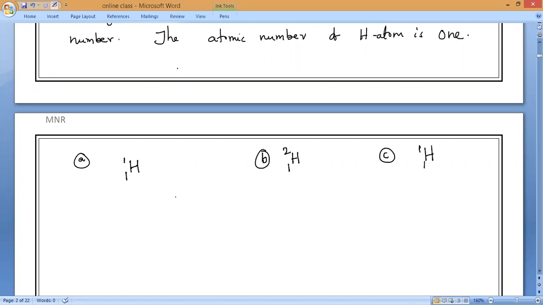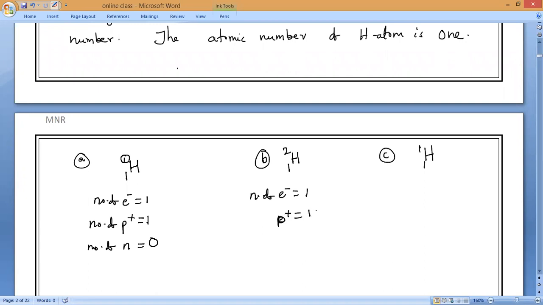Now, in every isotope, I want you to tell me number of electrons. Tell me fast. Number of electrons, how many? 1. Number of protons, please. 1. Now, number of neutrons. Here only 1 is there, that is the proton itself. So number of neutrons is 0. Next, same way. Number of electrons, 1. Number of protons also, 1.